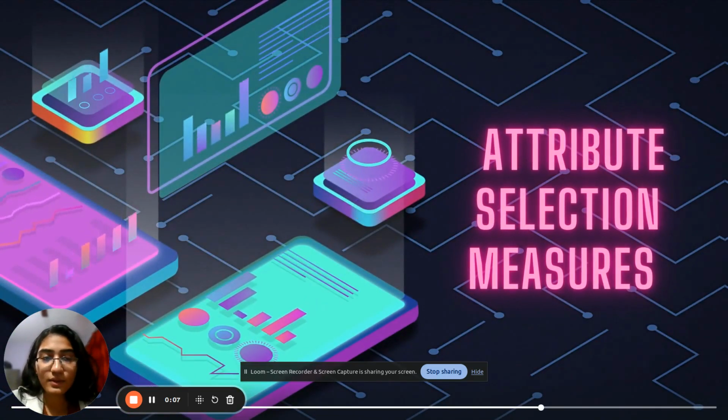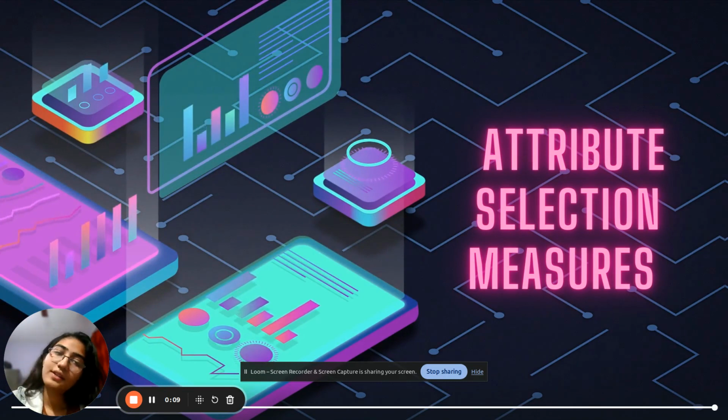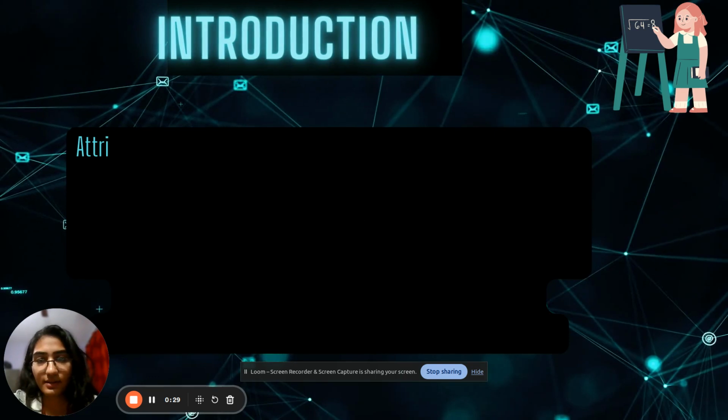In this video, we're going to talk about attribute selection measures and a mathematical expression for information gain, Gini index, and reduction in impurity. And further, we will talk about some data science terms like data pruning and overfitting. So, let's get started. Attribute selection methods.